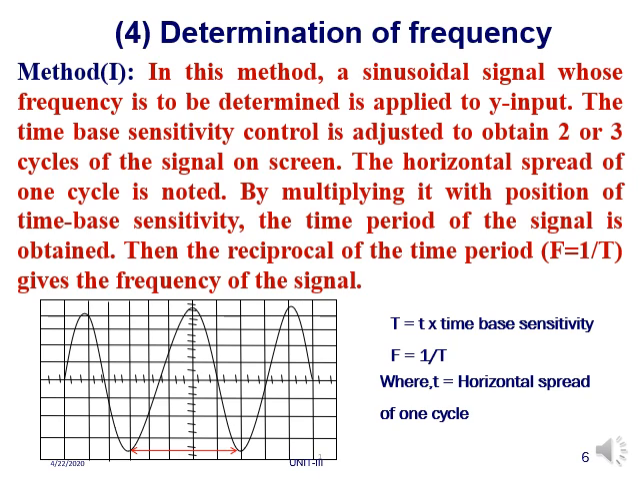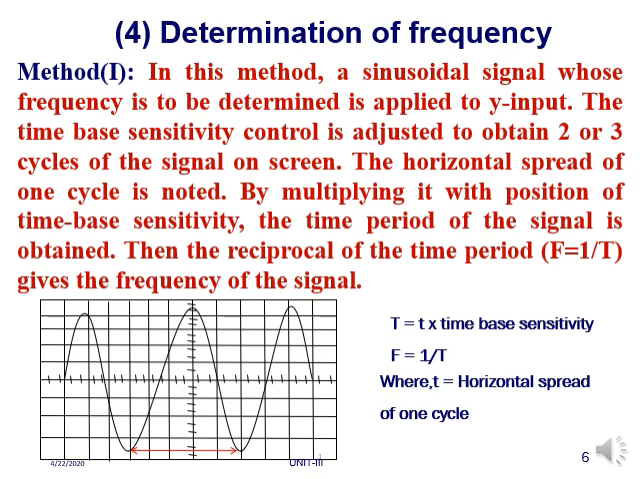How will you determine the frequency of signal voltage on the CRO screen? First we will discuss method 1. By two methods we can determine the frequency of signal voltage on CRO screen. In the first method, the sinusoidal signal whose frequency is to be determined is applied to Y input, and the time base sensitivity control is adjusted to obtain 2 to 3 cycles on the CRO screen. The horizontal spread of one cycle is noted.